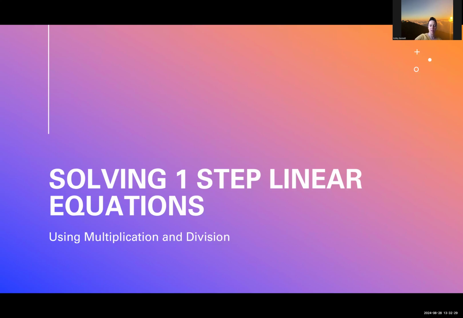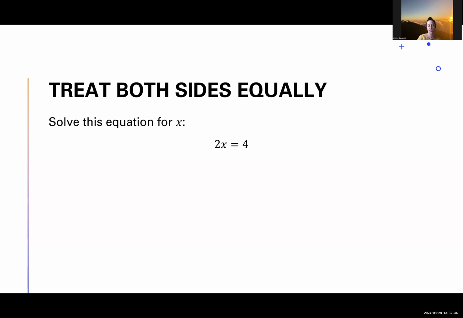We can also solve one-step linear equations using multiplication and division. So our equations here would look like, as an example, 2x equals 4. The 2 is being multiplied with the x, and the way that we undo multiplication is through division. So in order to isolate x, we'll need to divide each side by 2. On the left-hand side, the 2's will cancel. On the right-hand side, this simplifies to just 2 over 1, which is the same as 2. So x equals 2 is our final answer.